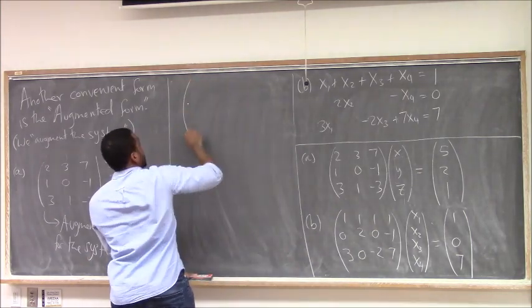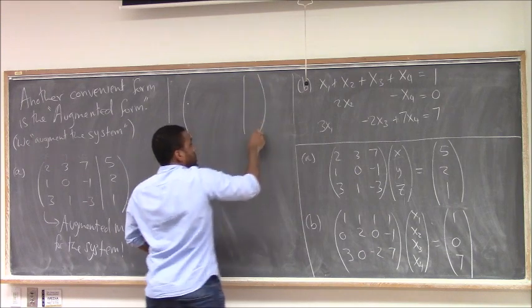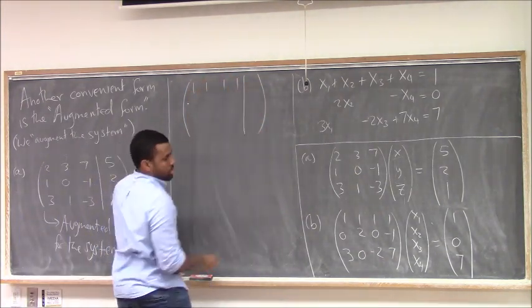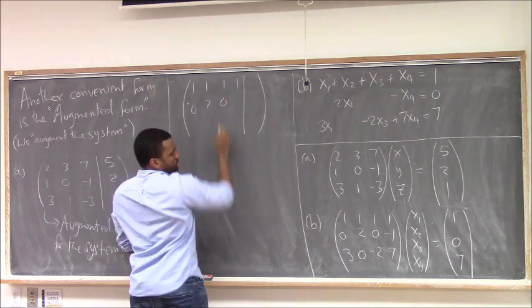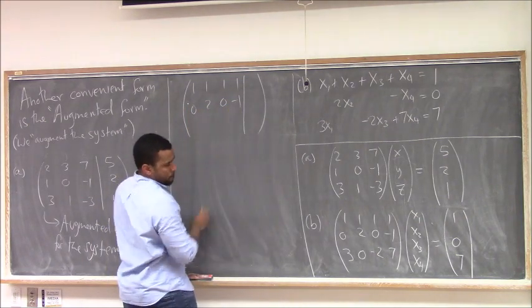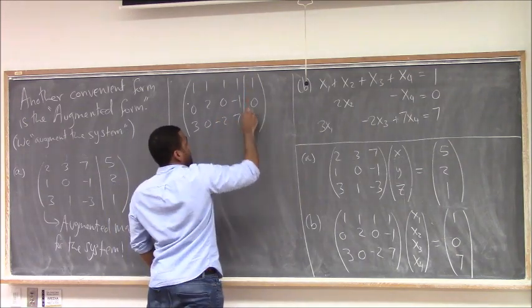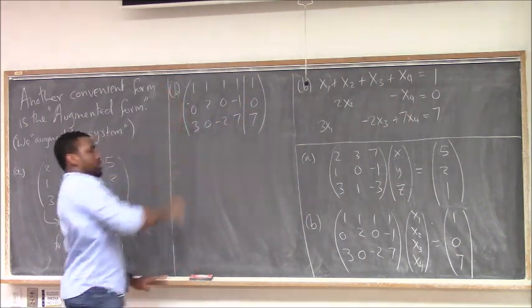The augmented matrix for B will be similar, so you just have a bar that separates the coefficient matrix from the constant matrix.